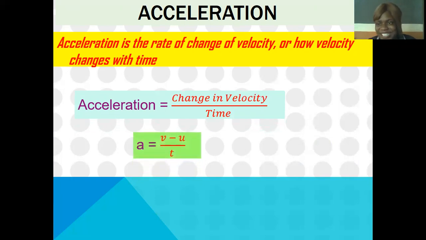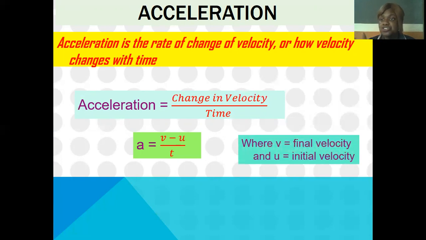Now, change in velocity. We can now interpret that with letters. So we have a equals v minus u over t. Of course, you need to know that change in velocity means the final velocity minus the initial velocity. So v is the final velocity and u is the initial velocity, okay? And then t is the time.